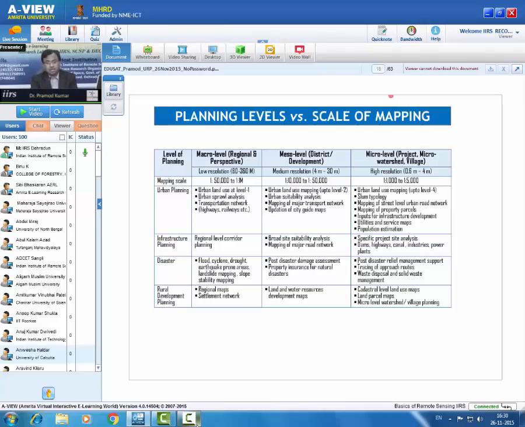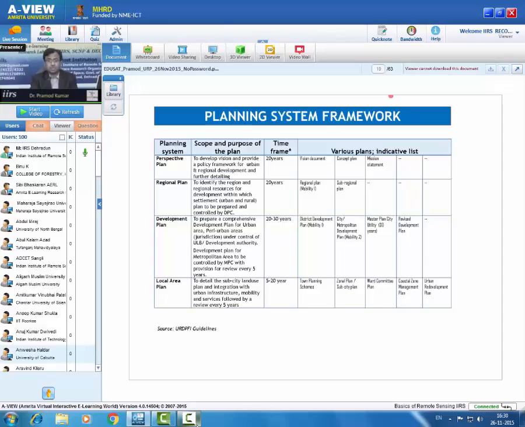In terms of other characteristics also, whether it is infrastructure planning, disaster, or rural development planning, we can choose it. Now again the question is whether it is a perspective plan, regional plan, development plan or local area plan. Again, it also drives to a point that what should be the time frame, that means at what interval should it be done. So this is the data which has been taken from the URDPFI guidelines. You can refer to the URDPFI guidelines, where the periodicity has been defined.